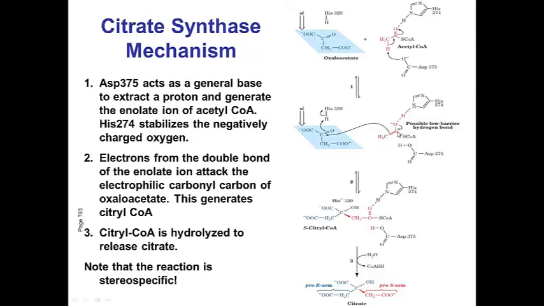So we have the double bond between the two carbons and the negatively charged oxygen. It's likely that this histidine 274 forms a hydrogen bond here in order to help stabilize this enolate ion. But here, the double bond is going to act as a nucleophile to attack the carbonyl carbon of oxaloacetate. This pushes the electrons out onto the oxygen, and His 320 can then donate a proton to this to form the hydroxyl group here.